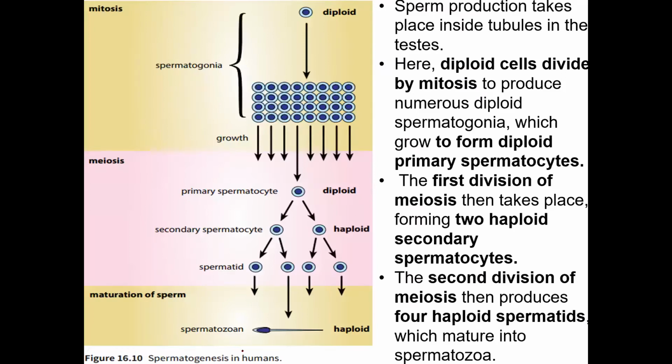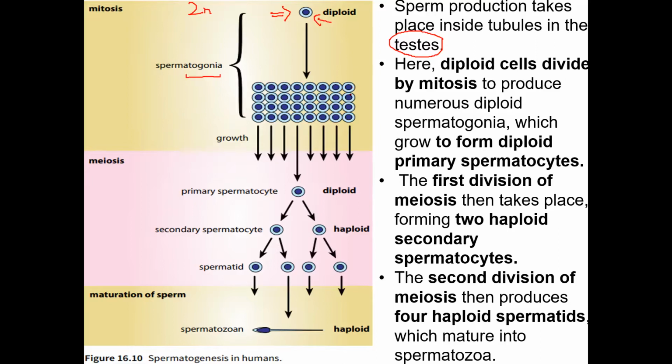So let's talk about spermatogenesis in humans first. Here you're looking at a diploid parent cell, right? Sperm production takes place inside the tubules in the testis. So the testis is actually the main organ where this sperm production will take place. Remember, the parent cell is always diploid, right? It's 2N. The diploid cell first will divide by mitosis to form spermatogonia. Singular is spermatogonium, plural is spermatogonia. So first, by mitosis, the number divides, right?